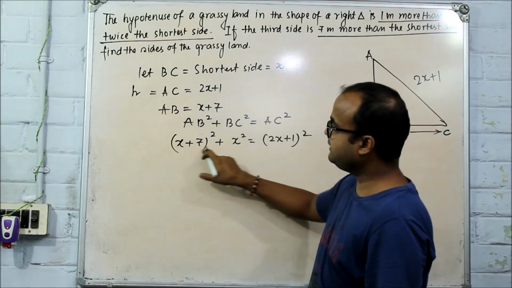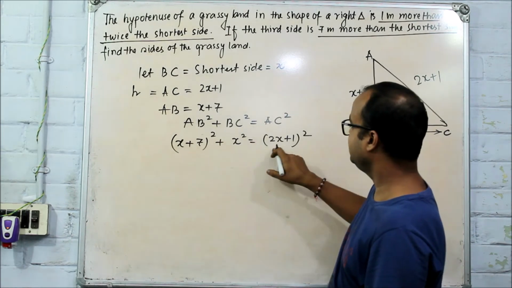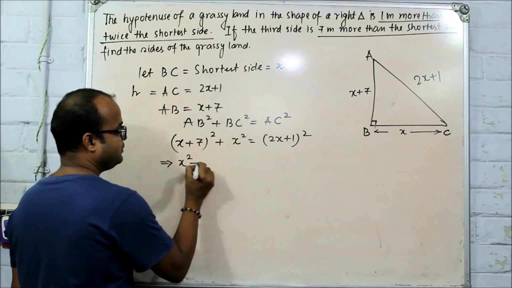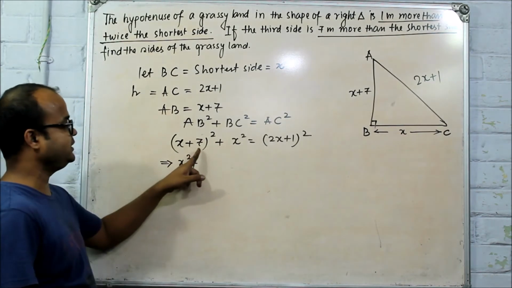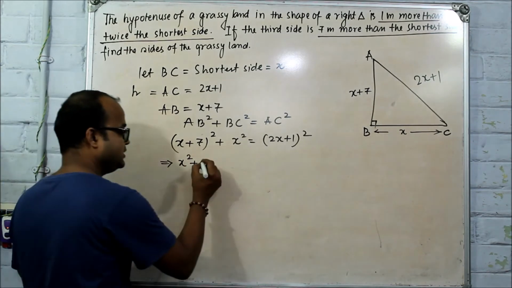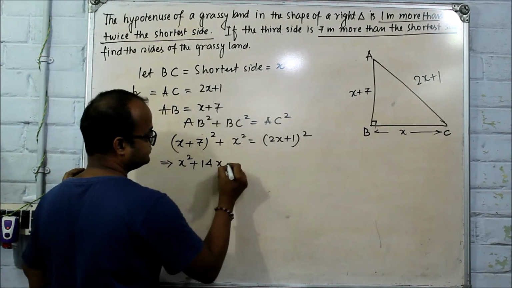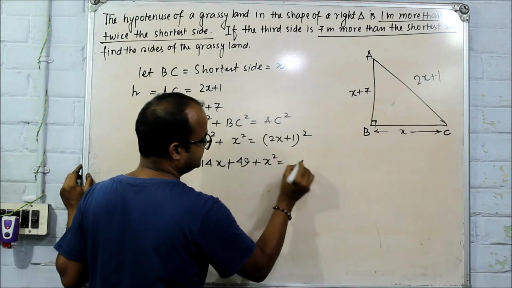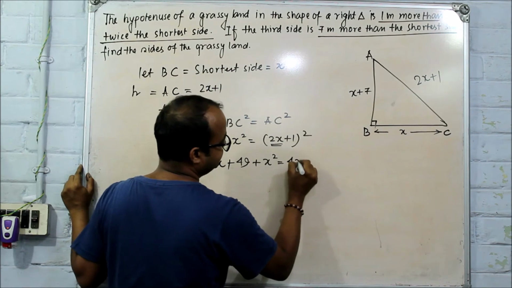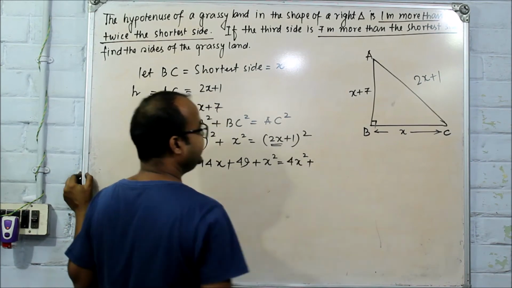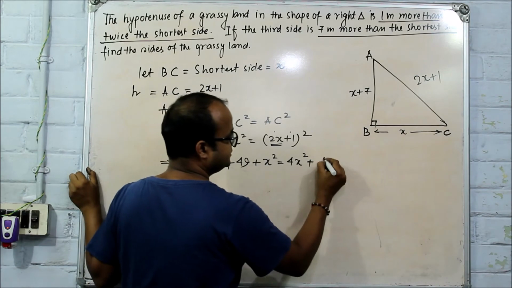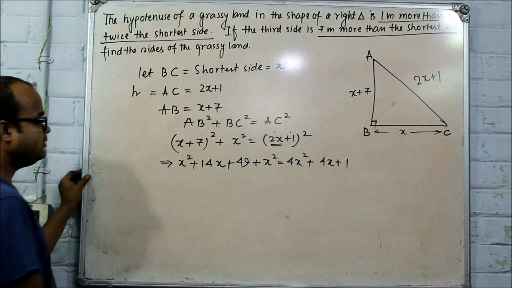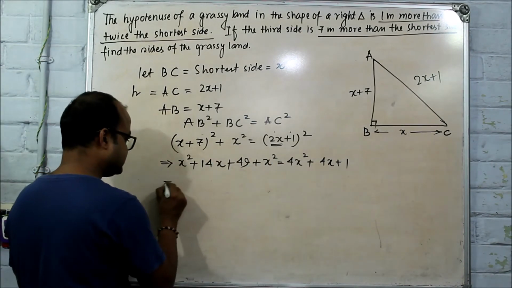Now we expand this using the formula (a plus b) square. So we get a square plus 2ab, that is 2 into 7 into x, 14x, plus b square, 49, plus x square is equal to 4x square plus 4x plus 1. Clear? Now I will take all the terms to one side.